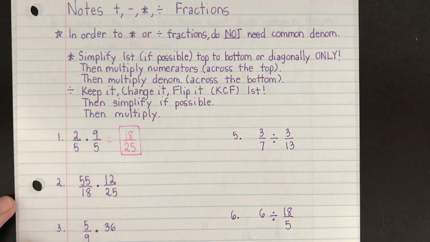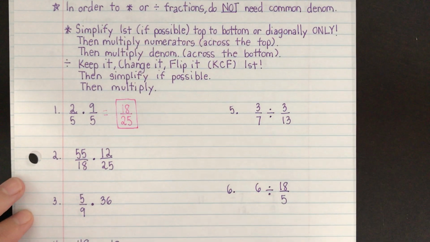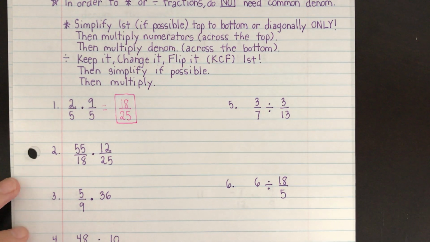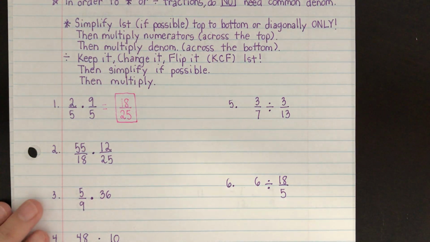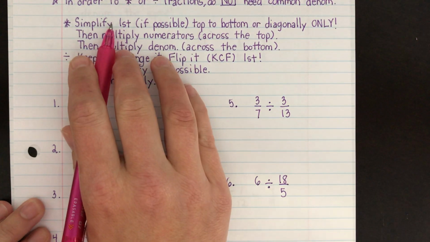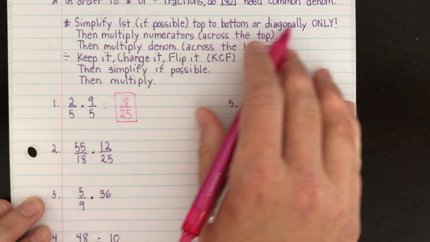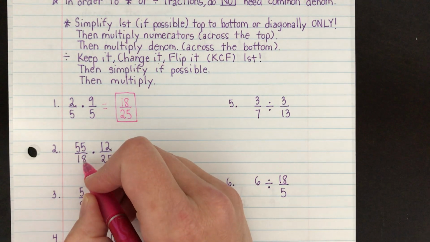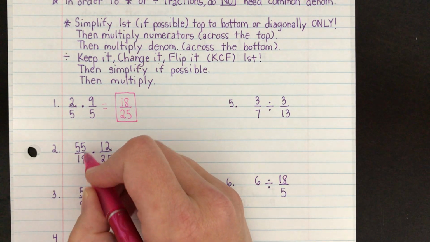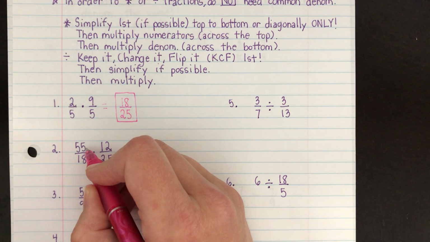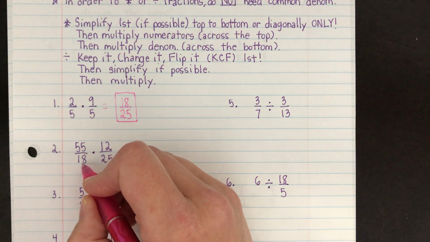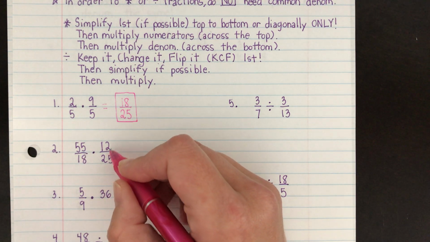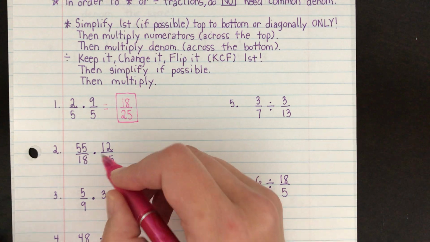All right, so on number 2, we've got another multiply problem. So we've got 55 over 18 times 12 over 25. Okay, so 55 over 18, remember we're going to simplify first if possible, top to bottom or diagonally only. 55 over 18 does not simplify. The only thing that goes into 55 is 5 and 11, other than 1 and itself. And so those numbers don't go into 18, so nothing simplifies here. 12 over 25, same, doesn't simplify.